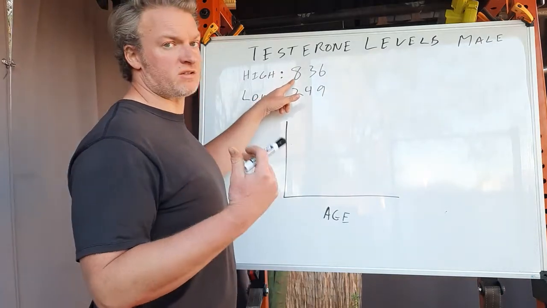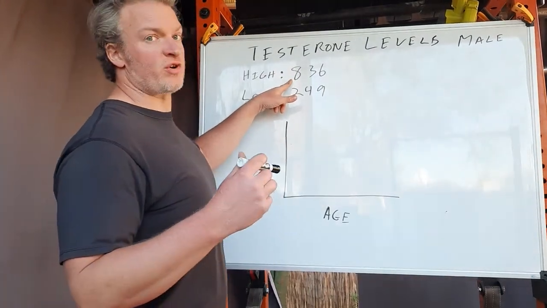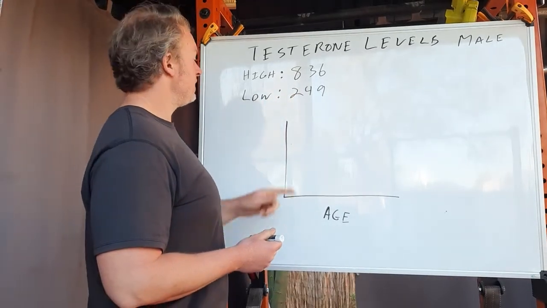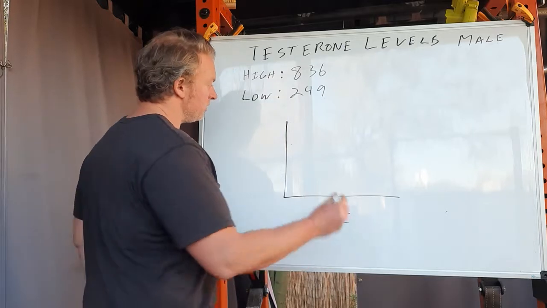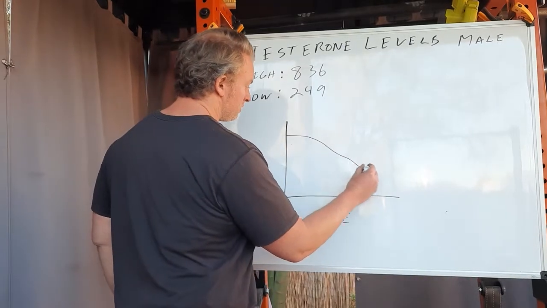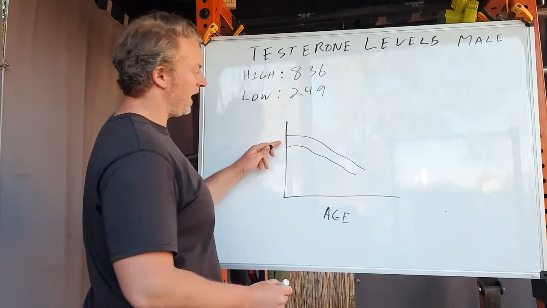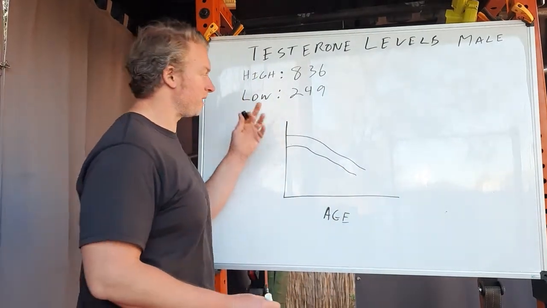Blood serum testosterone levels for males up to the age of 50, like 18 to 50: the high is 836, and the low is about 249. And as we get older, they drop as we get older. The high and the low end ranges for males.